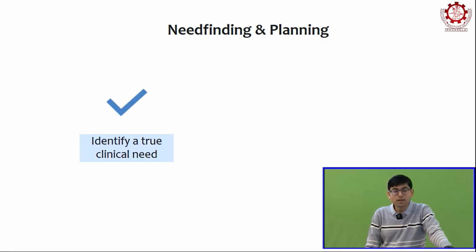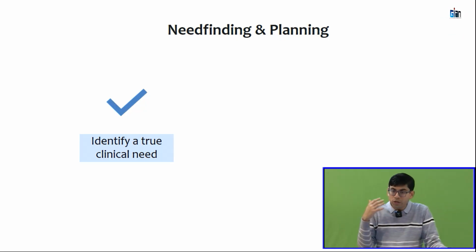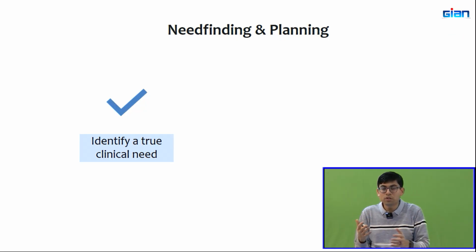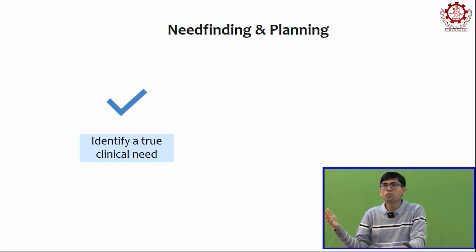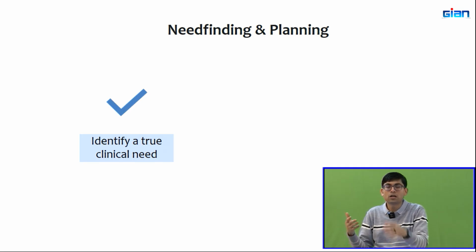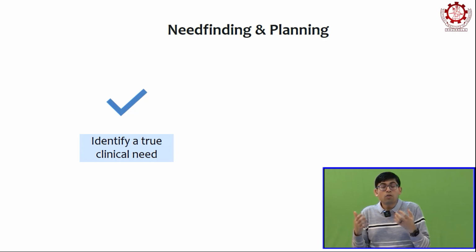Okay, so coming to the first part, there is a need finding and a planning stage. You need to identify a true clinical need, like I said. You need to discuss with the clinicians, they need to show you images. It's not like they tell you, okay, I need a model for XYZ segmentation. That is not enough. You need to sit with them. There will obviously be more traditional problems where you can query literature, find out what that problem is, and maybe start identifying and training models on your end. But with a lot of these new problems that crop up, new clinical unmet needs, you need to sit with the clinician and understand what that problem is.